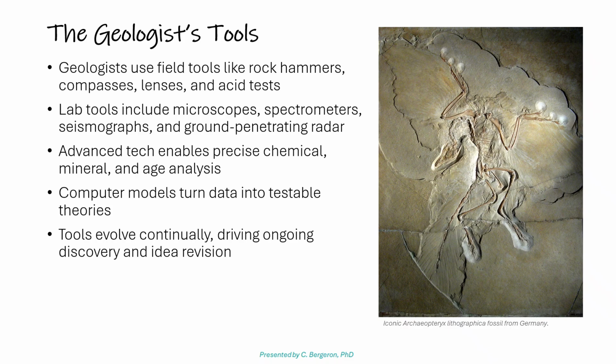Geologists use a wide range of tools, and it really depends on the type of geology you're doing, the focus you have, the question you're trying to answer. But if you're in the field, mapping sections, you're going to, of course, have rock hammers, compasses, lenses, etc. Lots of scientists work in labs, using microscopes, spectrometers, different types of radar.